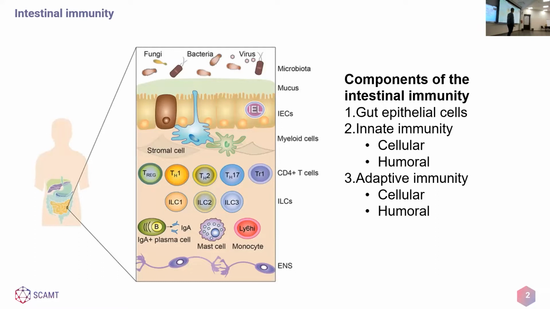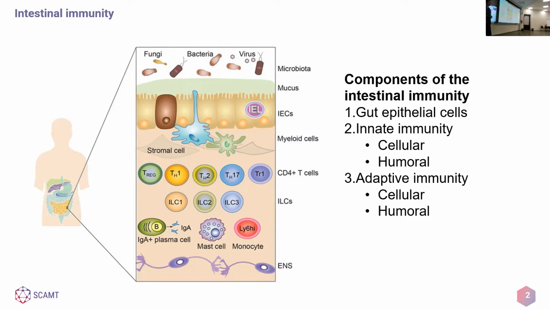The components of intestinal immunity are as follows. The gut epithelial cells, which are at the border of the intestinal lumen. The stroma, which comprises the stromal cells, which build the structure of the epithelia, and it contains some innate immune cells. Then the lymphocytes, some more lymphocytes, some more innate immune cells, and some nerve regulation.